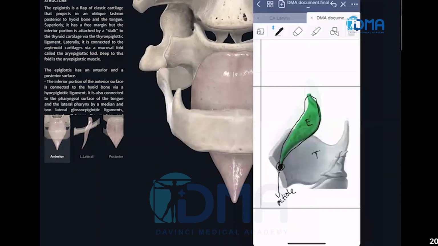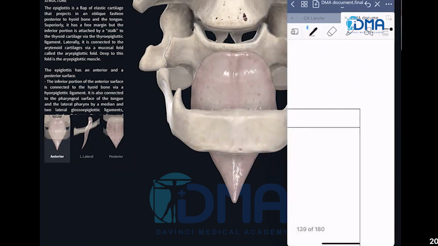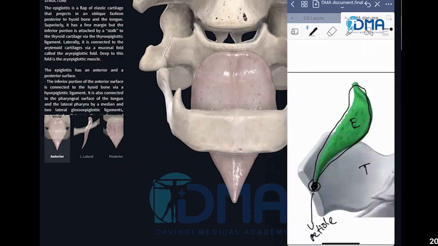Now, what is epiglottis? What are the two parts of epiglottis? Now, can you say with the help of hyoid bone? If it is above the level of hyoid bone, it is called suprahyoid epiglottis.